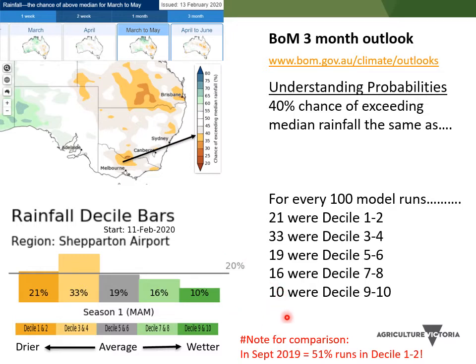Just for comparison, if we look back at these forecasts in September 2019, there were 51% of the model runs landing in decile 1, 2. So some years there is a much stronger signal than others. At the moment, it's a bit unpredictable what will happen, which is often the case in autumn.